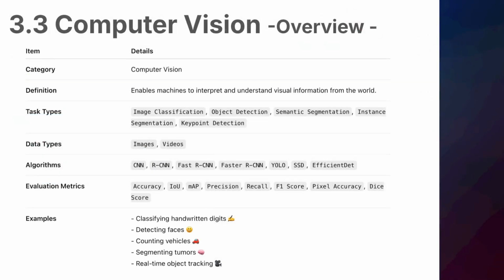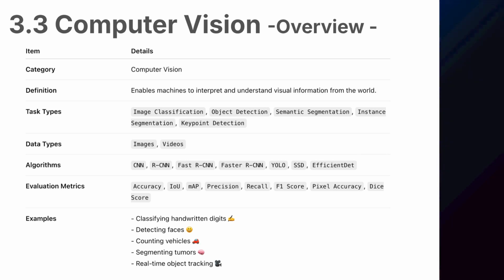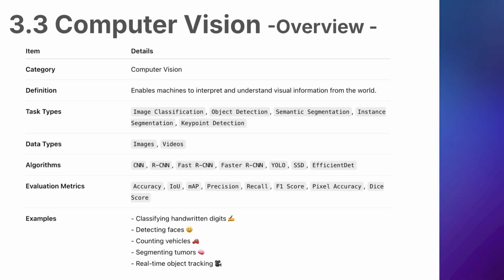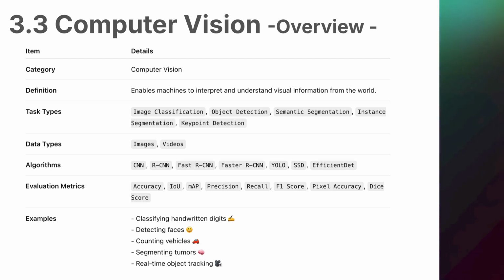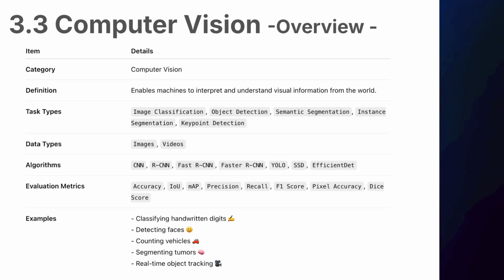Supervised Learning 3, Computer Vision. Computer vision is a subfield of supervised learning that enables machines to interpret, understand, and make decisions based on visual information, such as images or videos. It focuses on tasks that require a model to extract meaning from visual data and classify or localize objects within that data.